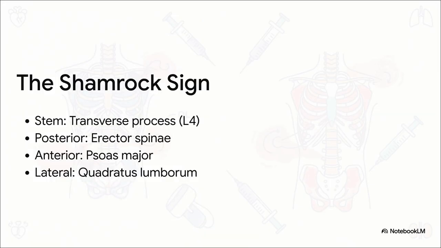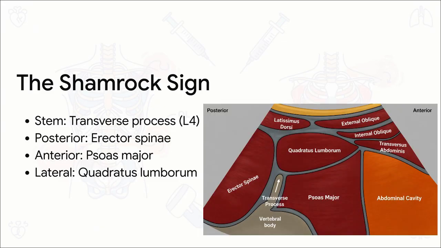If you are planning to attempt the advanced QL3 transmuscular approach, your absolute non-negotiable prerequisite is identifying the shamrock sign. Beautifully described by Dr. Jens Berglund back in 2013, this sonographic landmark is literally your map to safety. You start by placing your curvilinear probe at the flank, transverse to the spine, and slowly slide posteriorly until you see this distinct, 4-part shamrock shape emerge on your screen.